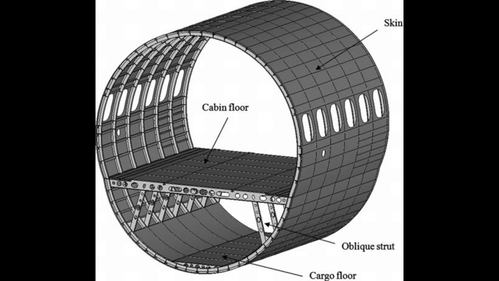Common damage areas. Floor beams can be damaged by water leaks, corrosion, excessive cargo loads, hard landings, fatigue from repeated flight cycles, and improper maintenance activities. Early detection helps prevent structural problems and maintains aircraft safety.